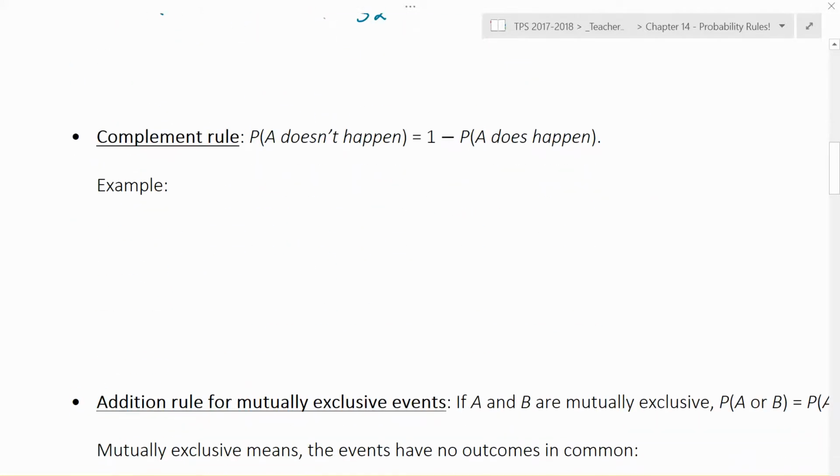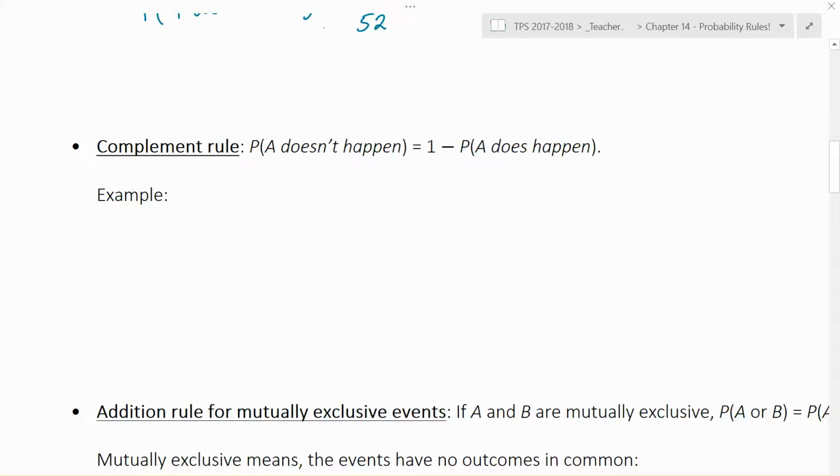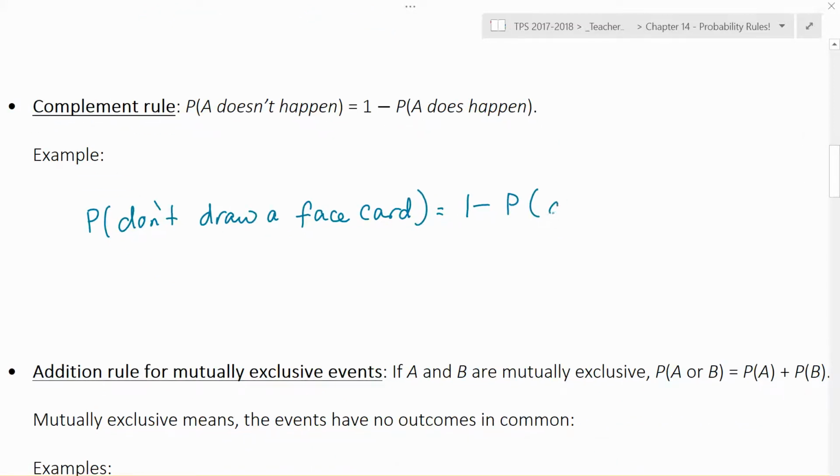Here's a rule that we saw in some of the examples we worked with in class. We were looking at dice and at the probability that something doesn't happen, and we discovered that it could be found by taking 1 minus the probability that it does happen. So for example, the probability that we don't draw a face card would be 1 minus the probability that we do draw a face card.